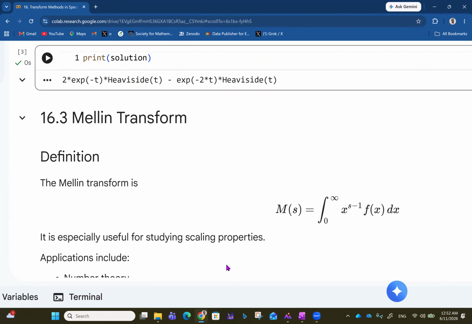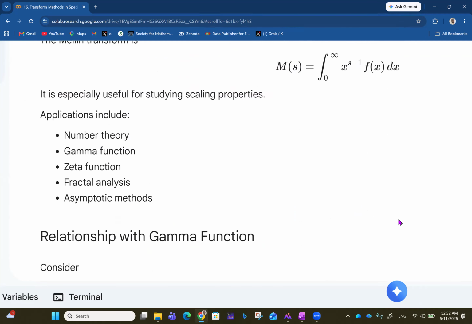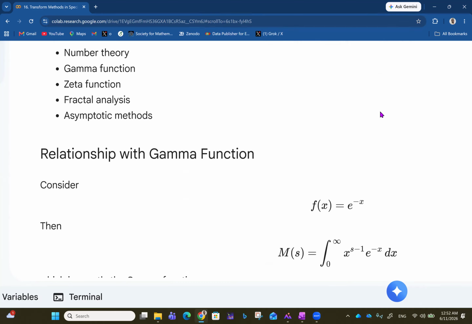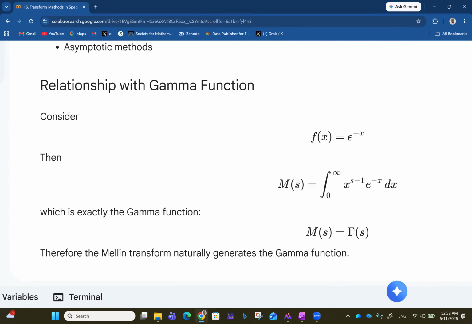the Mellin transform, by the very structure, bears a kind of resemblance with the gamma function. So if you consider that f of x is e raised to power minus x, then you have that M of s is equal to the integral from 0 to infinity of x raised to power s minus 1 e raised to power minus x dx. By this alone, this is exactly the gamma function. That means that if you take f of x to be e raised to power minus x, then the Mellin transform automatically is equal to gamma of s. Therefore, the Mellin transform naturally generates the gamma function.